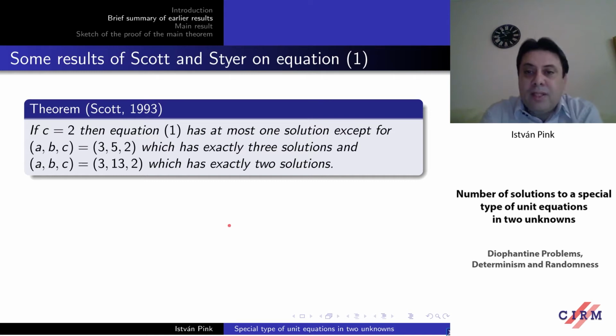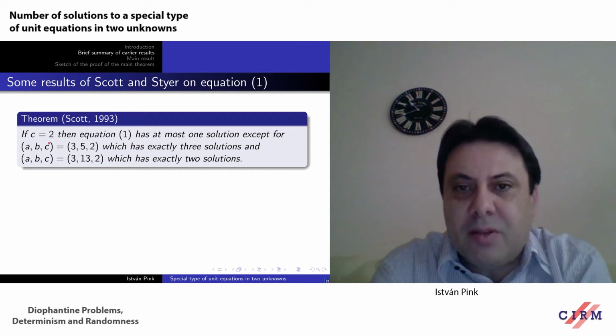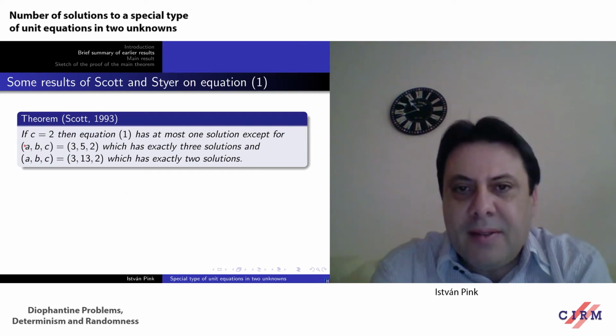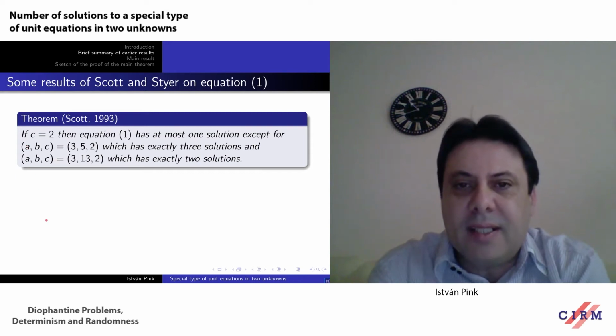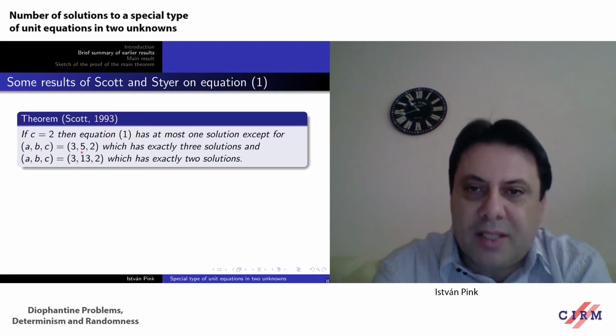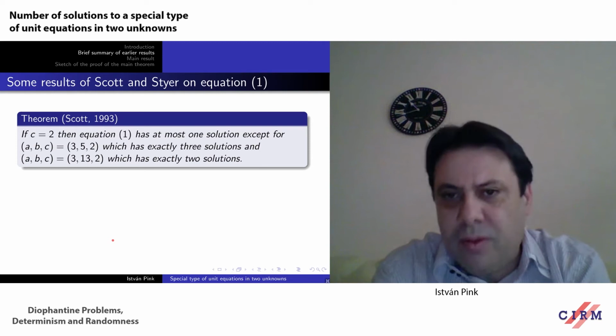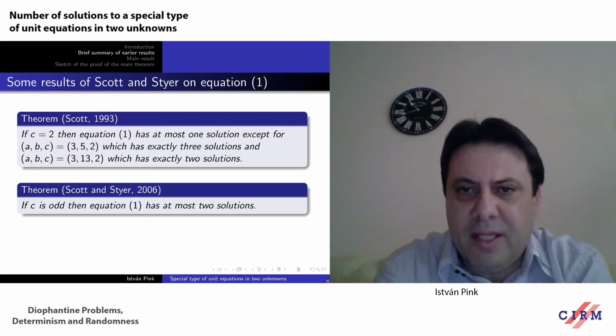Okay, and now some more earlier results on our equation, which will be used explicitly in our proof. The first covers the case C equal to 2. We turn back to our equation 1, and the theorem of Scott says that if C equals 2, then equation 1 has at most one solution, except for these two cases, in which we know exactly that we have 2 or 3 solutions respectively.